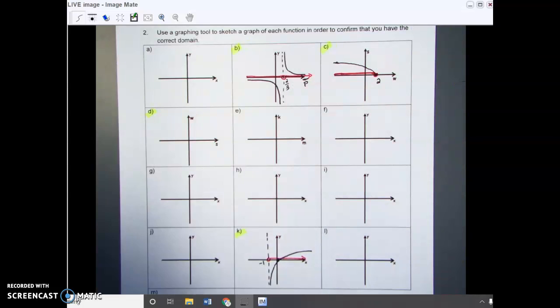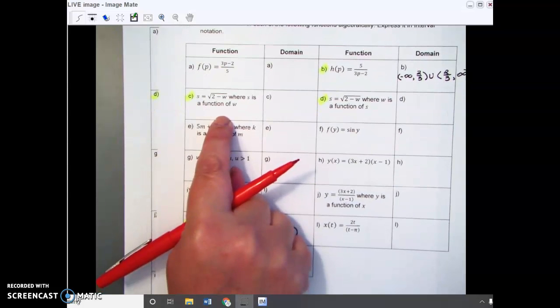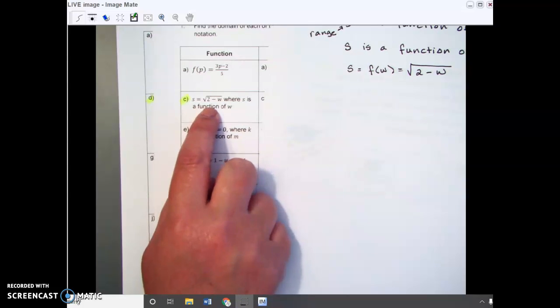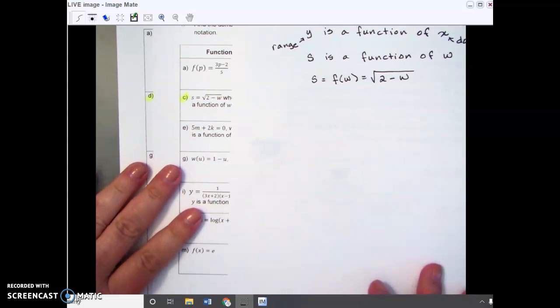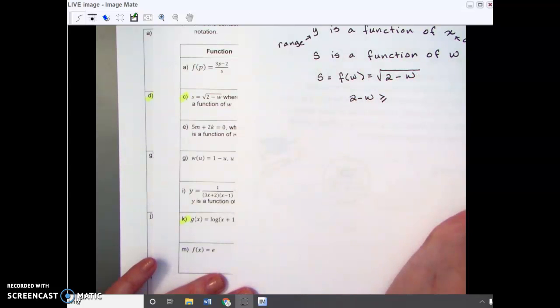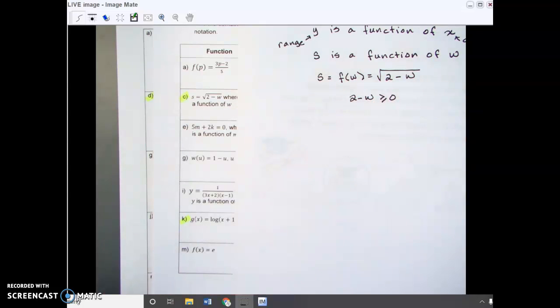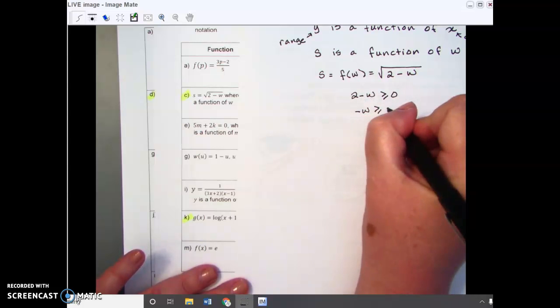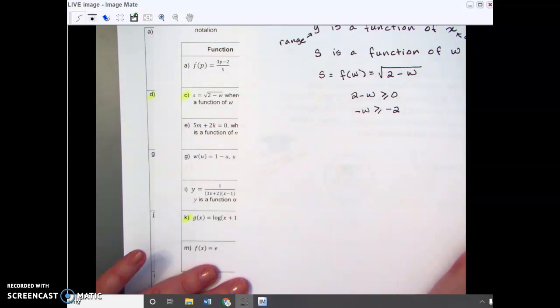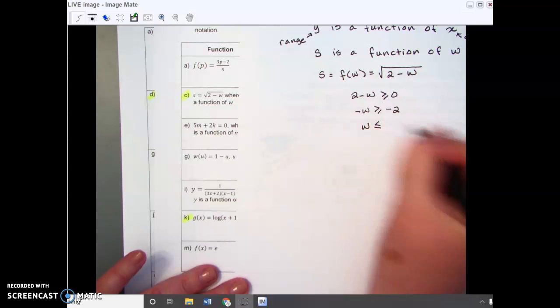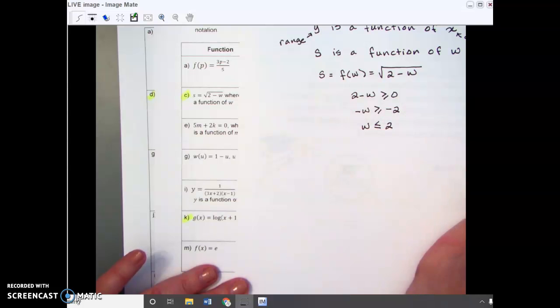So taking a look at the original paper, this was our question. Do you see that we would want to make sure that what I'm taking the square root of is positive or 0? So we want to make sure that 2 minus w is positive or 0, because for square roots, we just can't take the square root of a negative. If I subtract 2 from both sides, negative w, or the opposite of w, is greater than or equal to negative 2. And dividing both sides by a negative switches the inequality as well. So we're going to have w is less than or equal to positive 2.